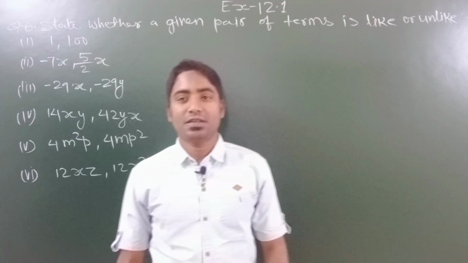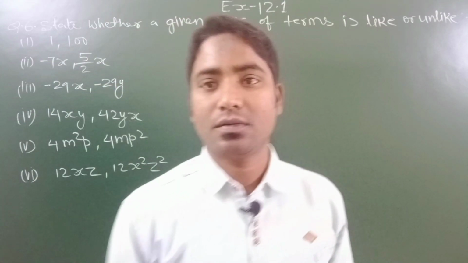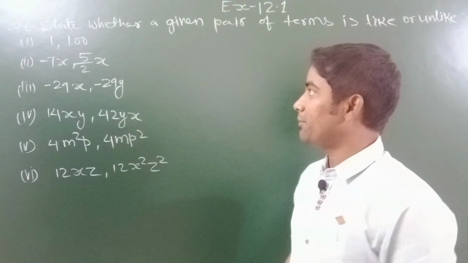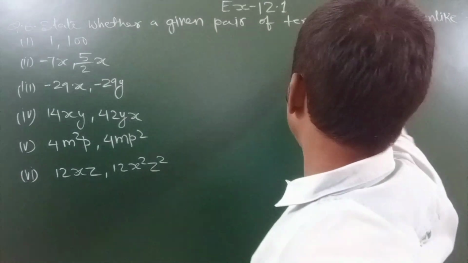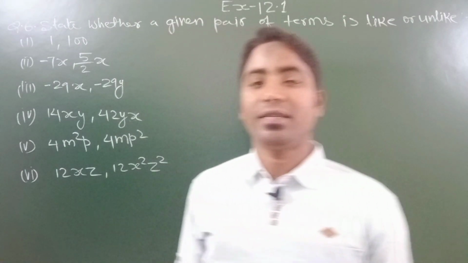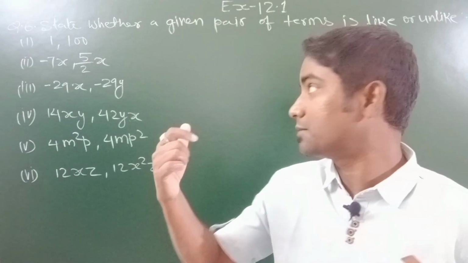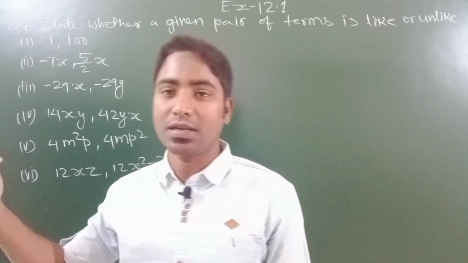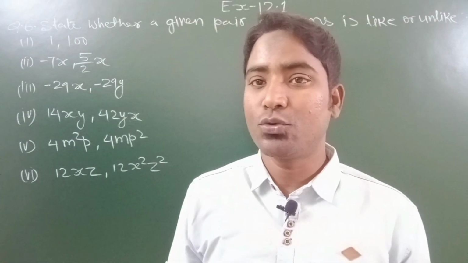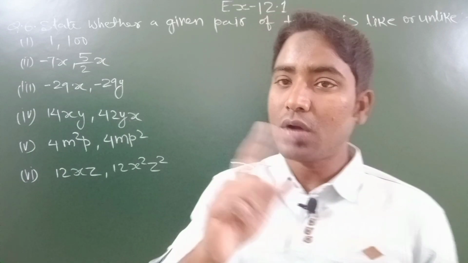So in today's session, we will solve question number 6 of the same exercise 12.1. The question is very simple, students. We just have to state whether the given pair of terms are like or unlike. It means we have to again identify the like and unlike terms. A pair of terms has been given, so we have to basically identify and write whether they are like terms or unlike terms.